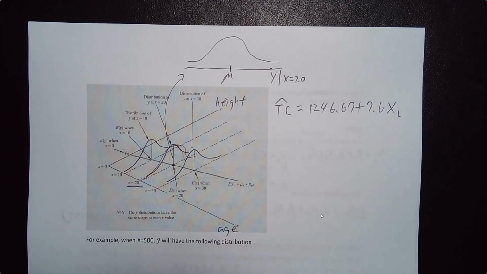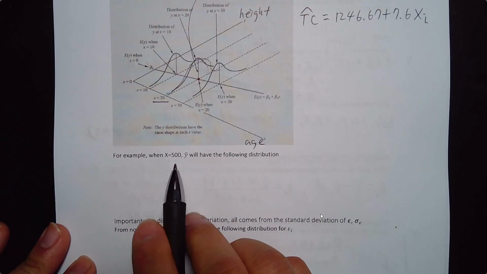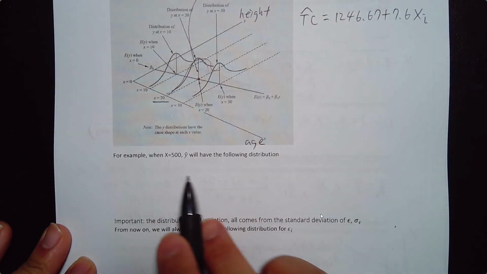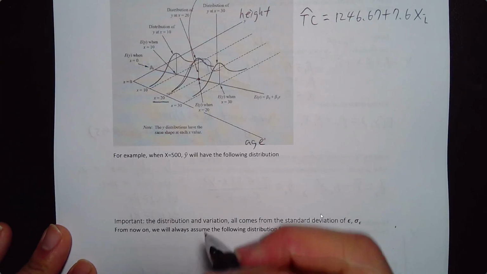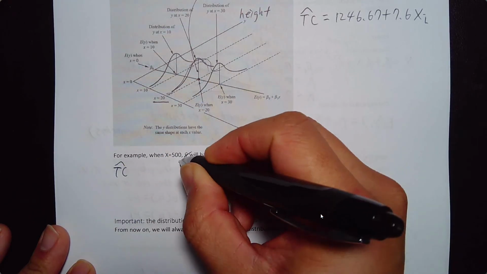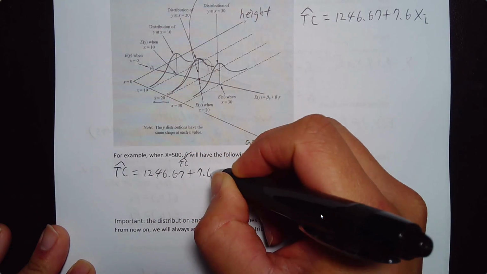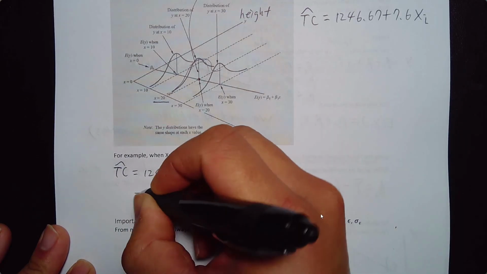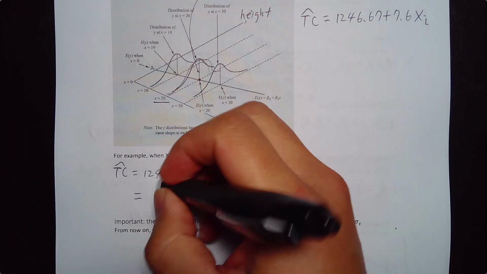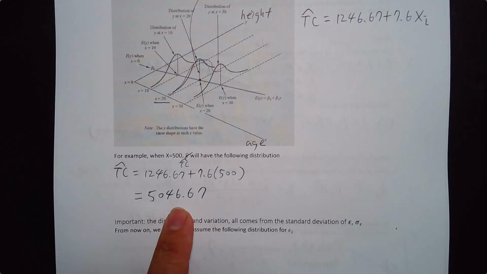Right? So let's say, for example, when x equals 500, what will the total cost be, how will total cost be distributed? To answer the question, we'll say total cost hat, let's just say TC here, equals 1246.67 plus the slope times 500. Okay, let me just calculate that. So that would be 5046.67. All right, now my point is, how do we interpret this?